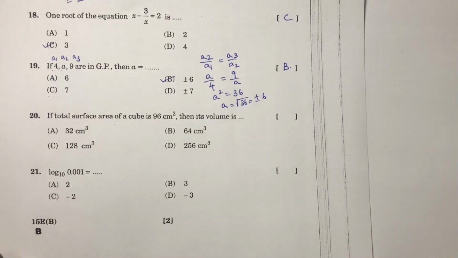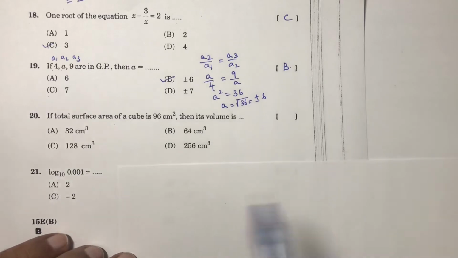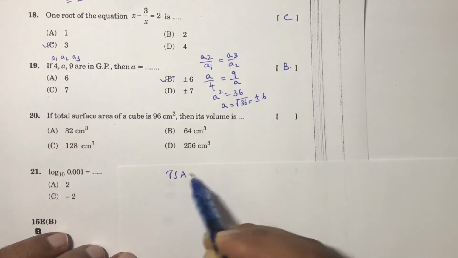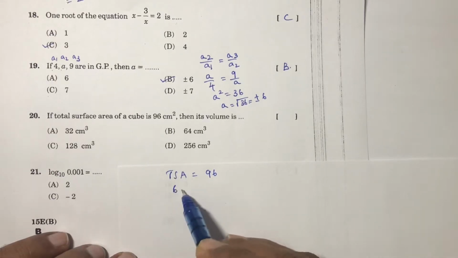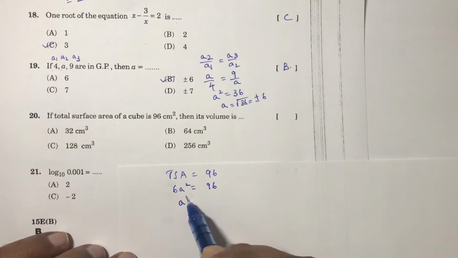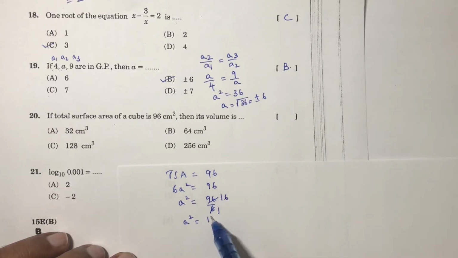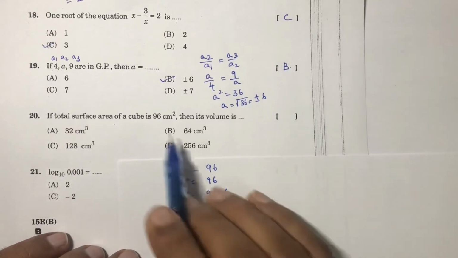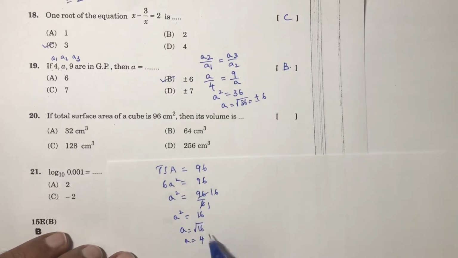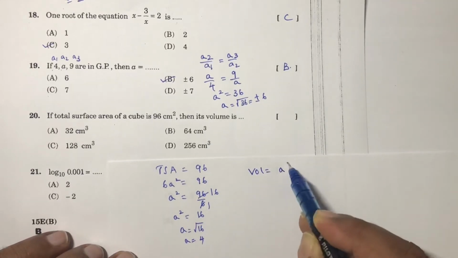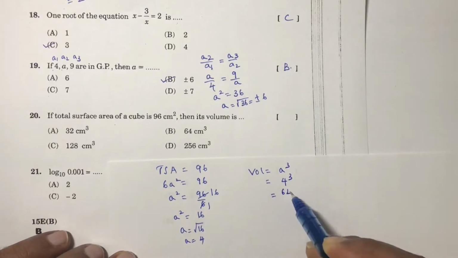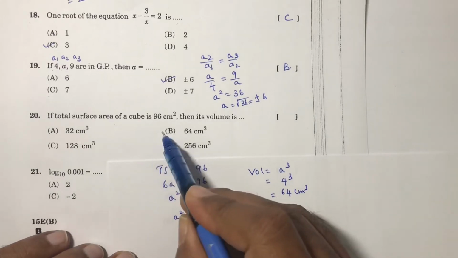Next question. The total surface area of a cube is 96 centimeter square. The total surface area of a cube is 6a square, which is 96. A square equals 96 by 6, which is 16. A equals root 16, which is 4. I'm not taking plus or minus because edge length cannot be negative. So A is 4. The volume formula is A cube, so 4 cube is 64 centimeter cube. Correct option is B.